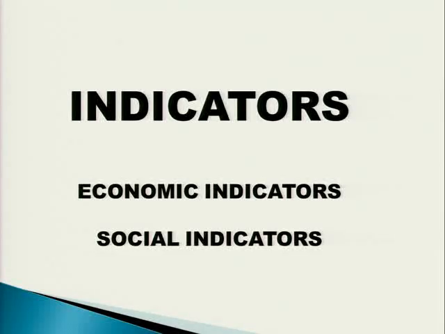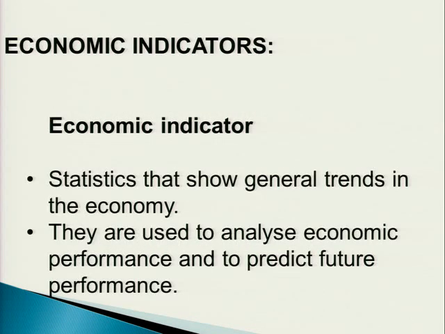Today we are going to do indicators, economic growth and development. An indicator, you know it yourself. What is an indicator? An indicator is showing us a direction, giving us information. The first indicators we are going to do are economic indicators and social indicators. You know that economic indicators have to do with statistics, showing us the trend of the economy, showing us where the economy is going. It is also predicting the future performance of the economy.